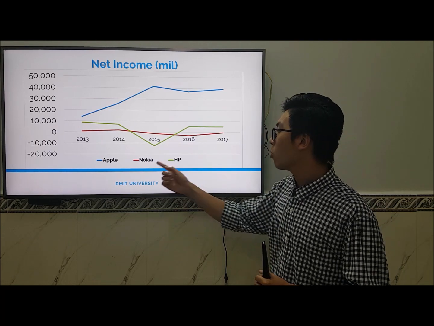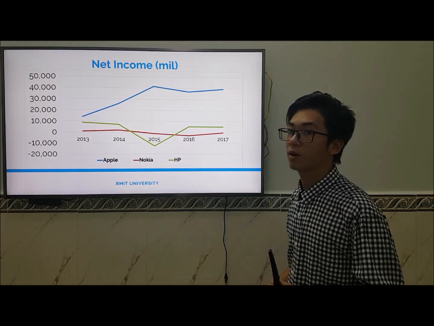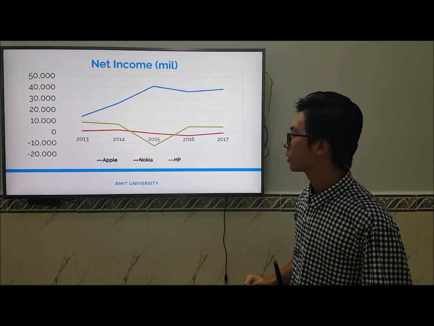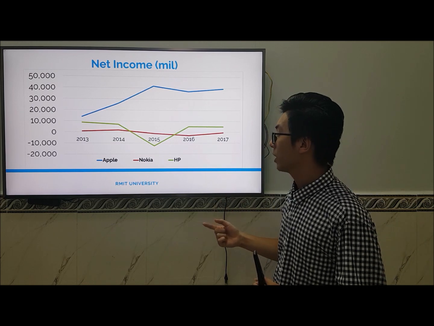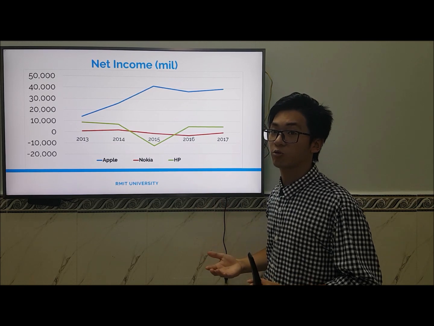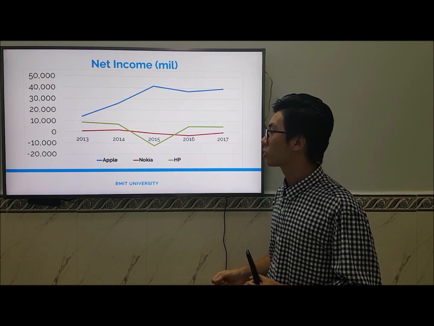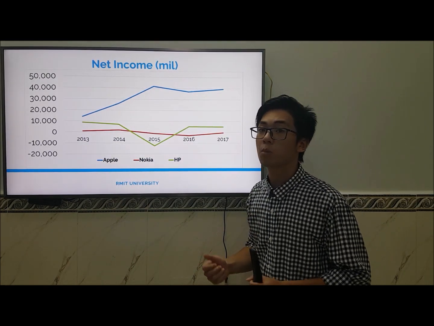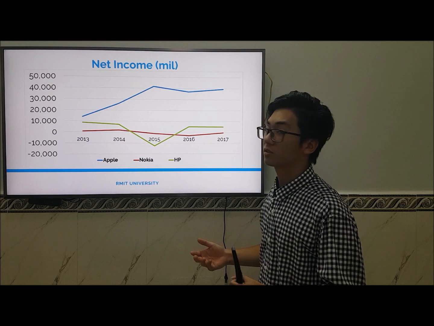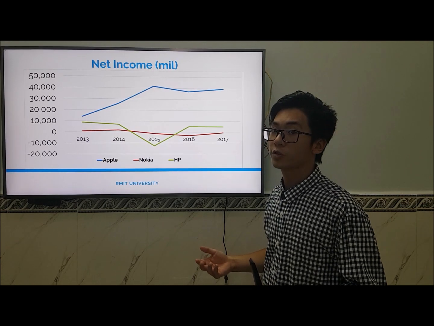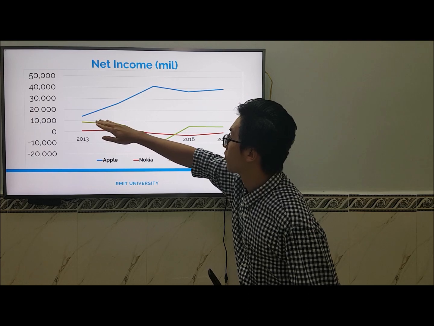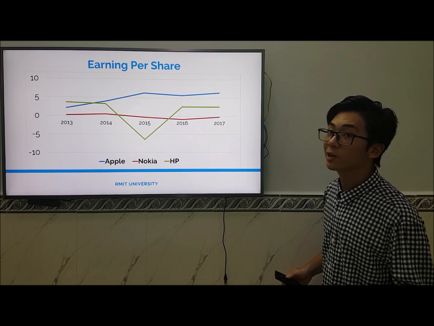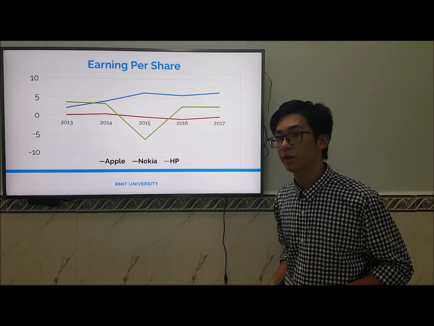As you can see, Nokia has the least income amongst the three companies, and it also has a tendency to move downwards. HP is higher, however, HP dropped dramatically in 2015, to below -10 billion. Apple has the most profit amongst the three, and Apple's trend also tends to move upwards and increase over time. Next, we will be looking at the earnings per share of each company.